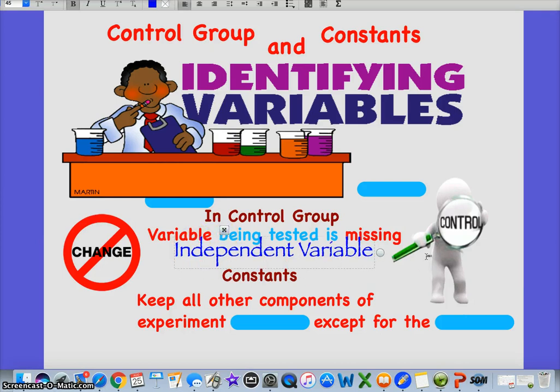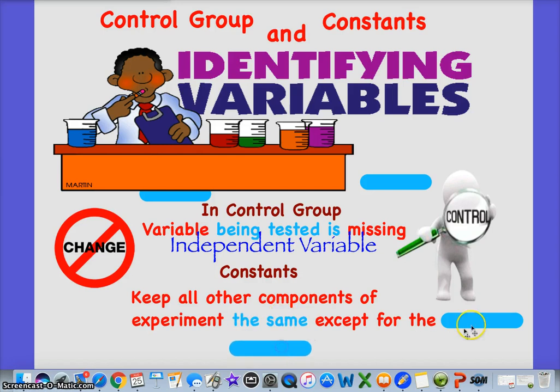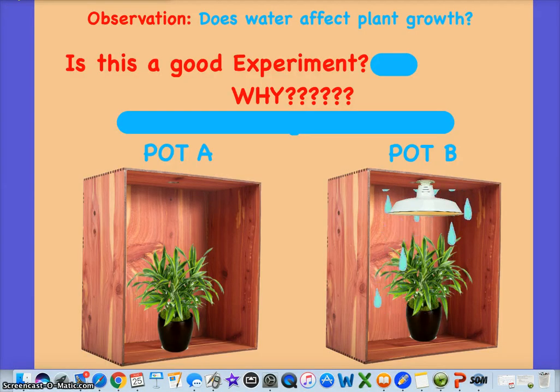Constants are things that we try to keep the same throughout the experiment. It has nothing to do with what we're testing. It has to do with everything else. So I want to keep everything else the same. And I know that's hard to understand right now, but I'm going to give you some examples so that we can help understand each of these components. I am going to always give you examples of experiments. This is an example of an experiment.